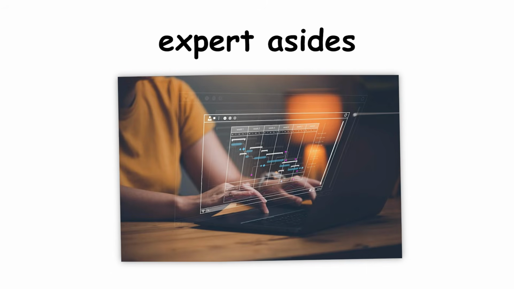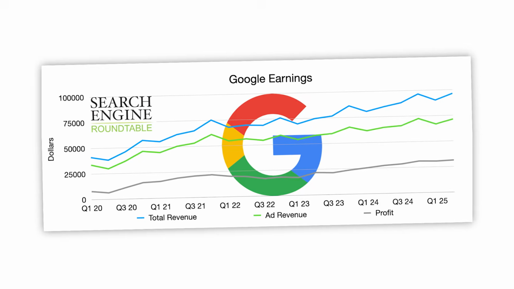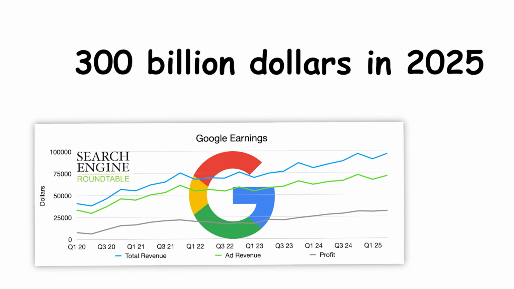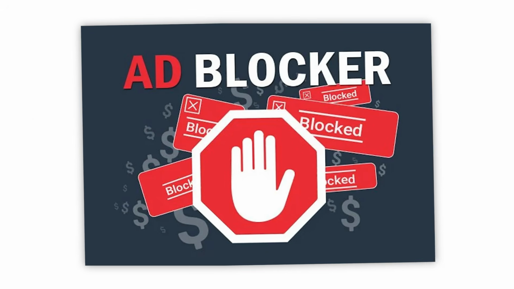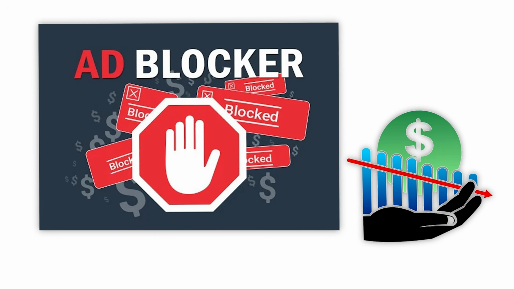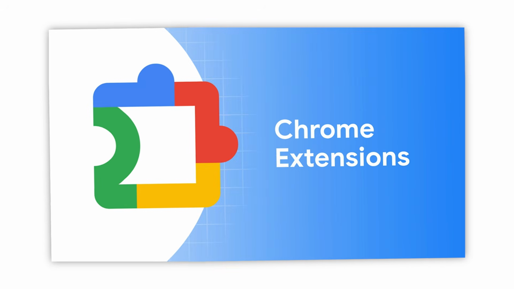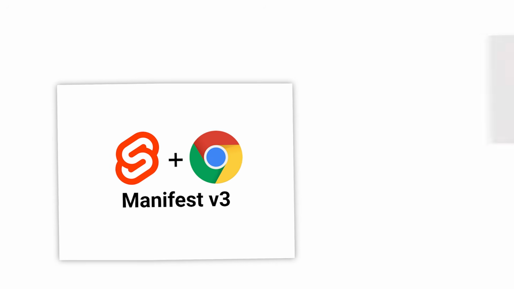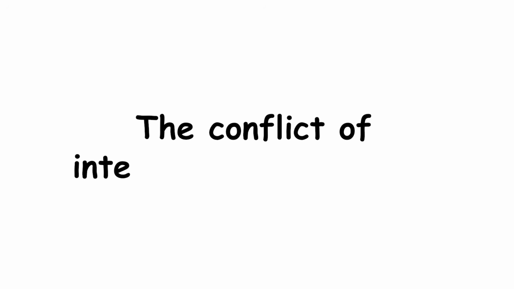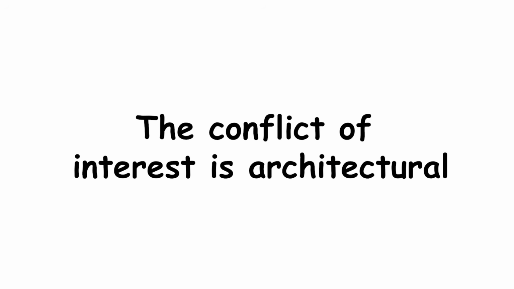Expert aside, this is not a small technical detail. Google's advertising revenue was over $300 billion in 2025. Ad blockers directly reduce that revenue by preventing ads from loading. Google controls the Chromium project. Google decides the extension framework. Manifest v3 makes ad blockers less effective on Google's browser. The conflict of interest is architectural.